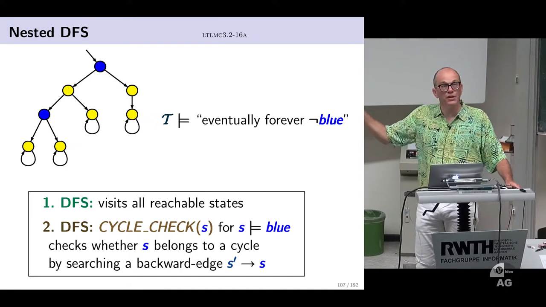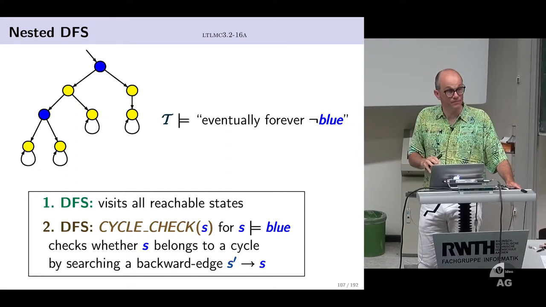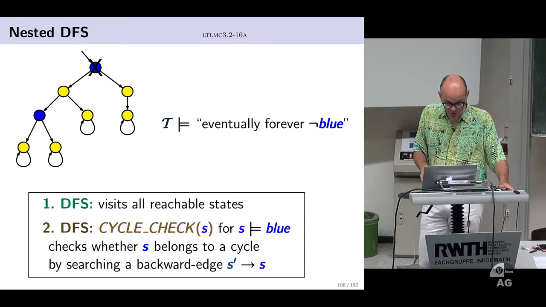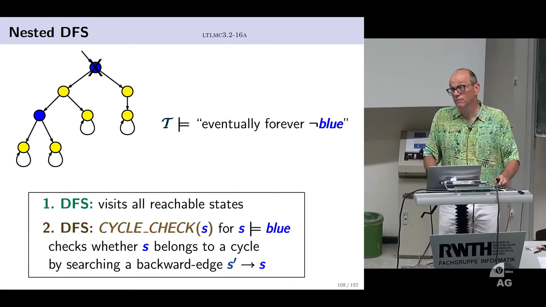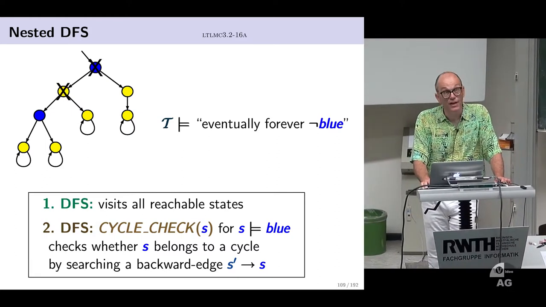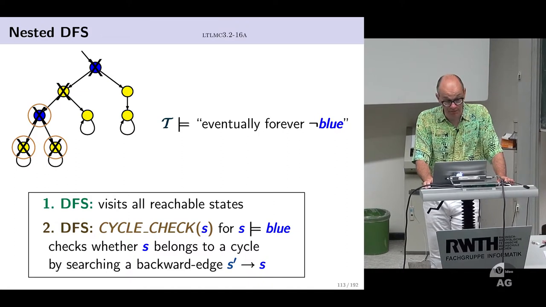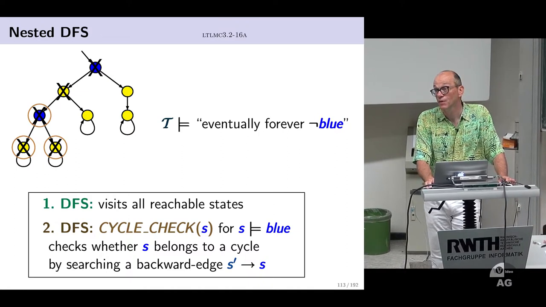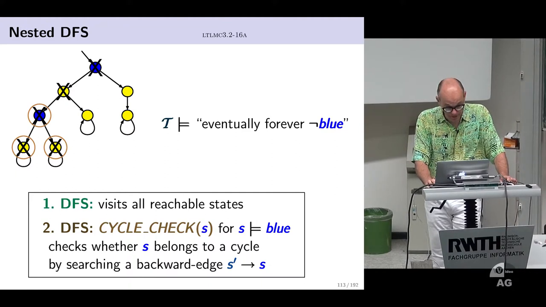You see immediately this holds because there is no loop that contains a blue state. So I do my depth first search. I start with the blue state. Blue is fine. I start with this one, I continue my depth first search, I go back, continue my depth first search there, and now I'm back in my blue state. So now I initiate my purple depth first search.